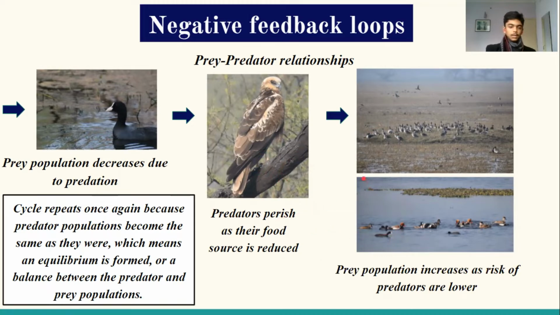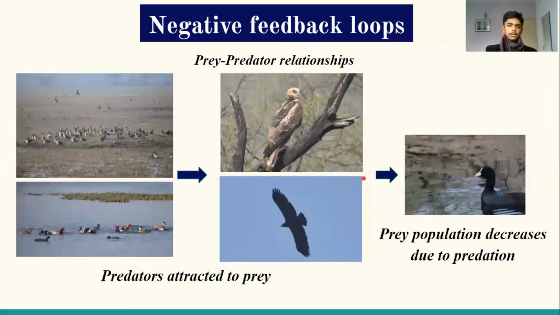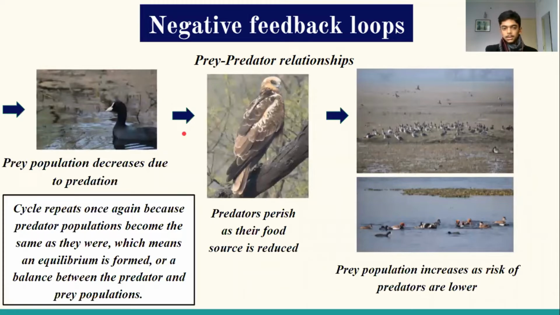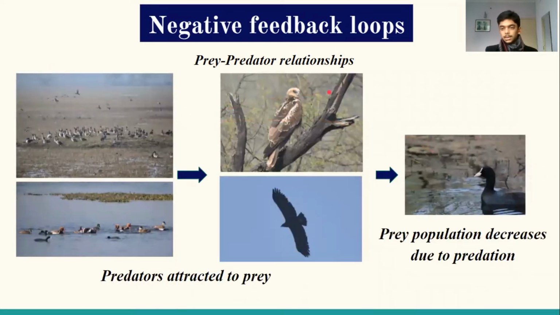So if I consider this to be the equilibrium of the system, wherein they are proportional, let's say the ratio of balance is 2 raptors to 50 ducks. If that is the balance, then the system is again naturally going back to that balance here, if you see. So that is the negative feedback loop in prey-predator relationships, and this happens in almost every natural system.